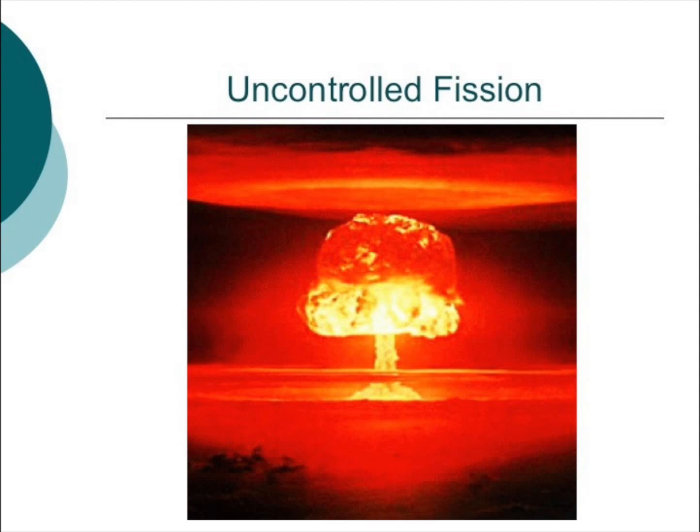If there is no control and you have enough radioactive material, that is a critical mass of material, then you could have an uncontrolled chain reaction, an uncontrolled set of fission reactions causing an uncontrolled fission or an explosion. And that's, of course, what happens in a nuclear weapon of some kind.